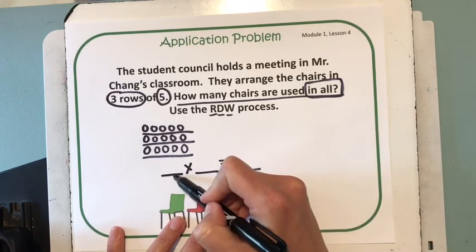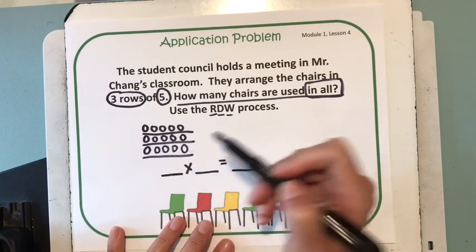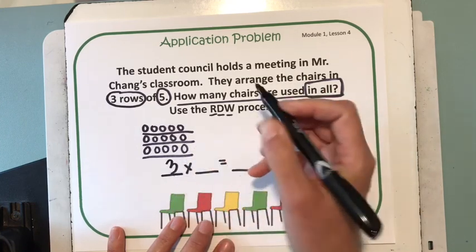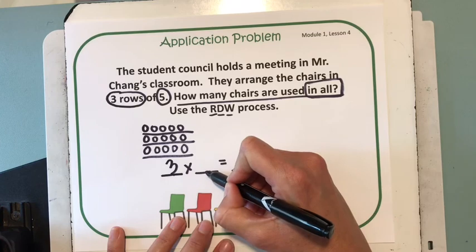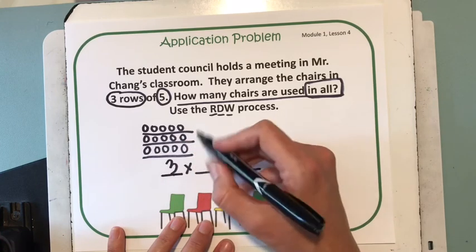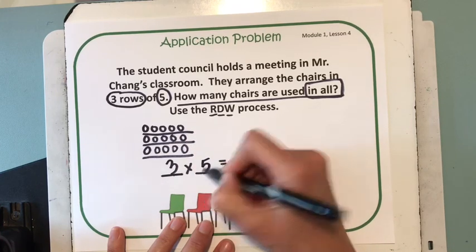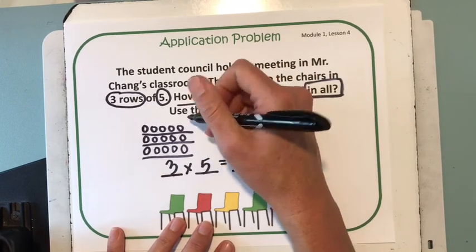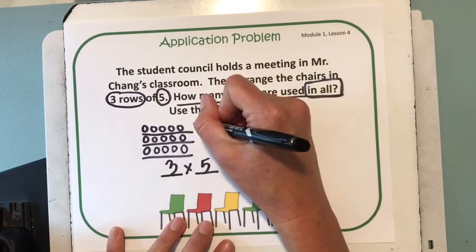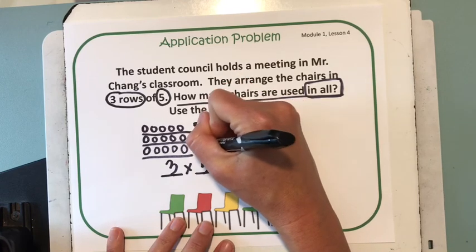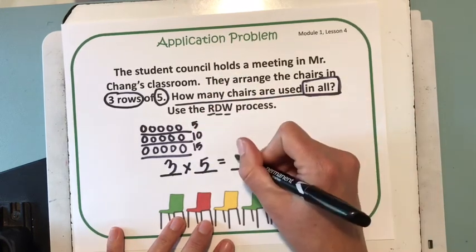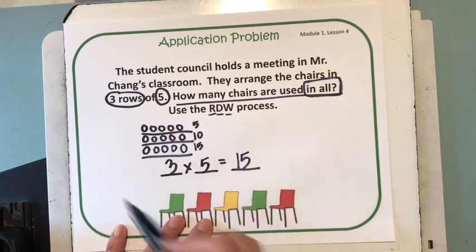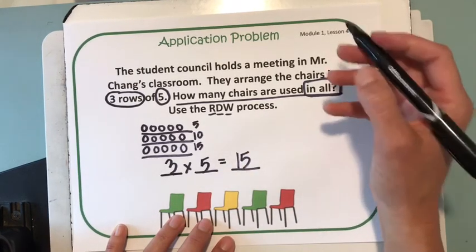So I had, how many were in each row? The number of rows or number of groups always goes first. 3. How many in each group? We had 5 in each group or in each row. Now I'm going to skip count by 5s because that's how many I have in a row to figure out my answer. 5, 10, 15. So I know my total of chairs all together are 15.